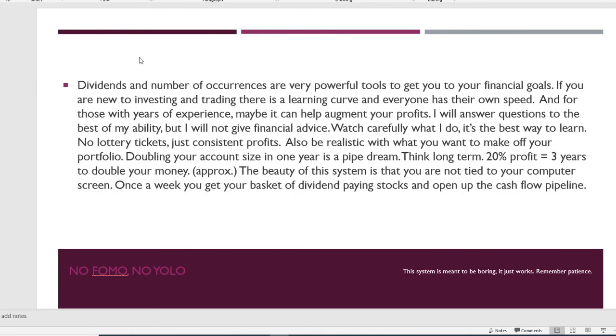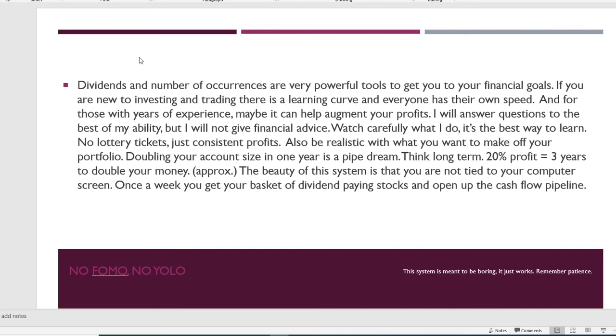Dividends and number of occurrences are a very powerful tool that gets you to your financial goals. If you're new to investing and trading, there is a learning curve, and everyone has their own speed. And for those with years of experience, maybe it can help augment your profits. I will answer questions to the best of my ability, but I will not give financial advice. Watch carefully what I do. It's the best way you can learn. No lottery tickets, just consistent profits.